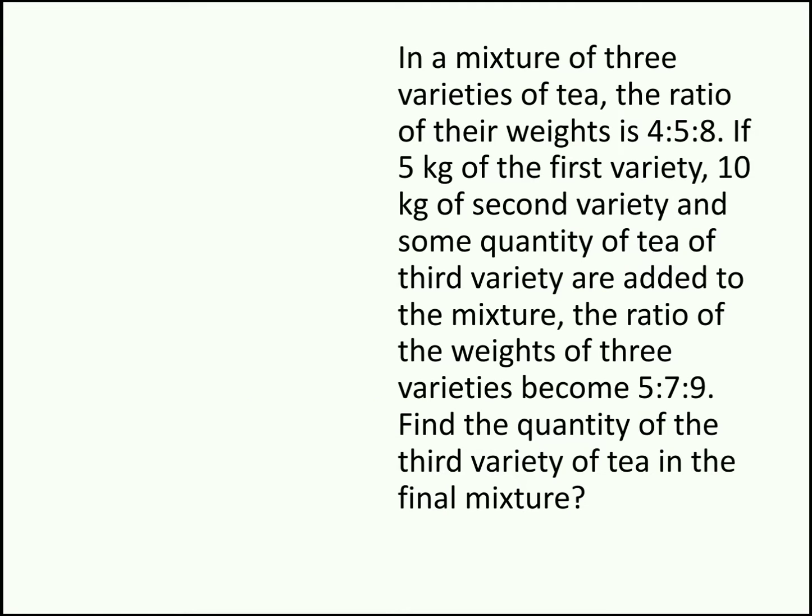In a mixture of 3 varieties of tea, the ratio of their weights is 4:5:8. If 5 kg of the first variety, 10 kg of the second variety and some quantity of tea of the third variety are added to the mixture, the ratio of the weights of the 3 varieties becomes 5:7:9. Find the quantity of the third variety of tea in the final mixture.